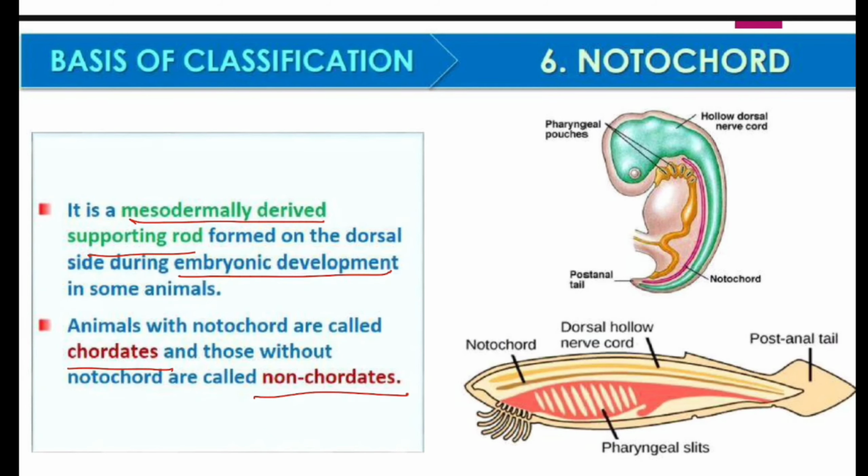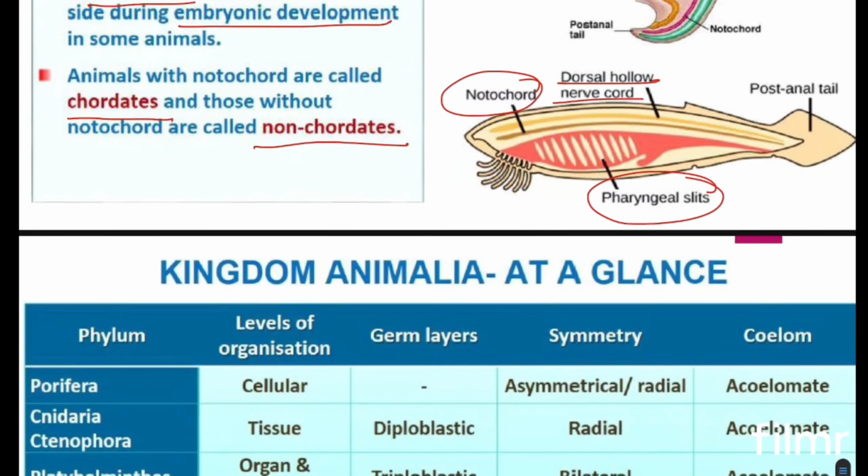If it is a chordate, then they have some features. They will have a notochord. There will be a dorsal hollow nerve cord. You can see that pharyngeal slits will be there, right.